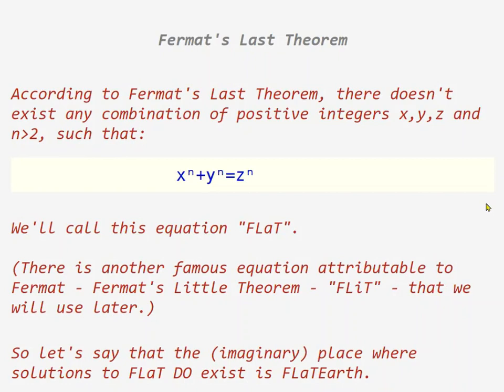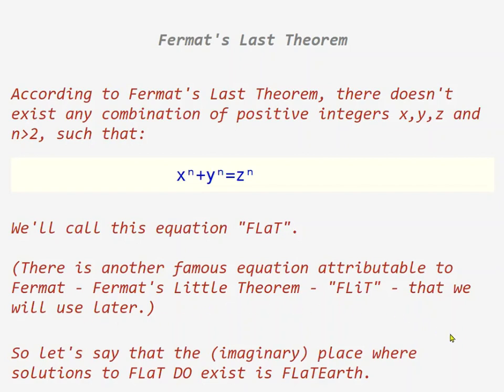Now we're going to apply the Biser a bit to Fermat's last theorem. I'm sure you all know what this is, but in case you don't, according to Fermat's last theorem, there doesn't exist any combination of positive integers x, y, and z and n greater than 2, so that x to the power n plus y to the power n equals z to the power n. We'll call this equation flat. There's another famous equation from Fermat, Fermat's little theorem, flit, that we will use later.